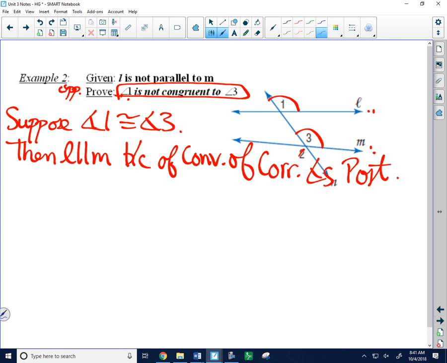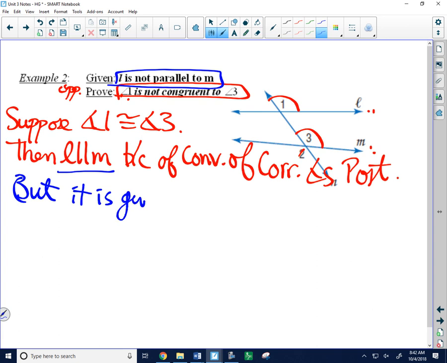So this is a very short one. We already have our contradiction. L is parallel to M, but then we have L is not parallel. That's a contradiction. That can't happen. They're both parallel and not parallel. It wouldn't work. Okay, so then you write the word contradiction here. I'm sorry, before you say that, I should say, but it is given. So you say it is given that L is not parallel to M.